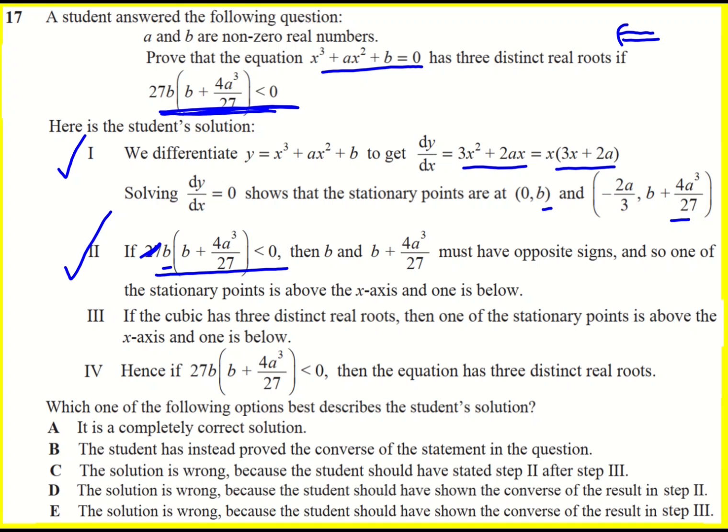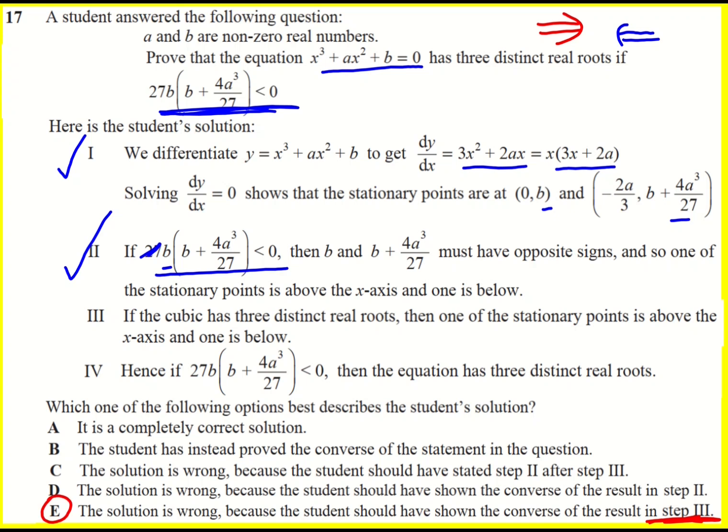And actually, that's the opposite to what we're trying to show. Remember, we're trying to prove it this way, and this line 3 is starting to talk about going the other way. So that is not what we should be proving, which means the student's solution is wrong, and they should have shown the converse of the result in step 3. So our answer is going to be E.